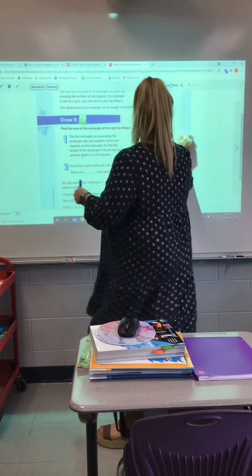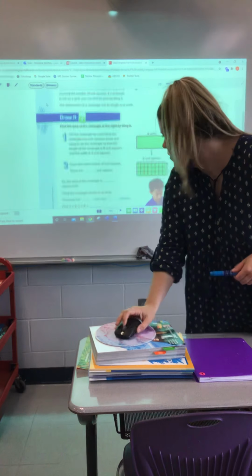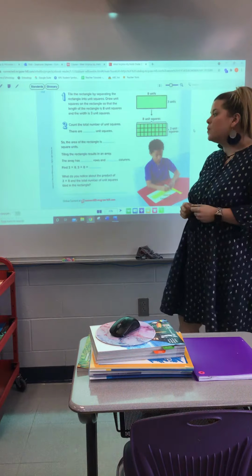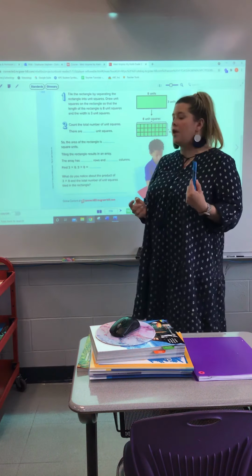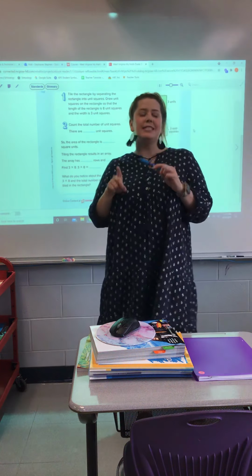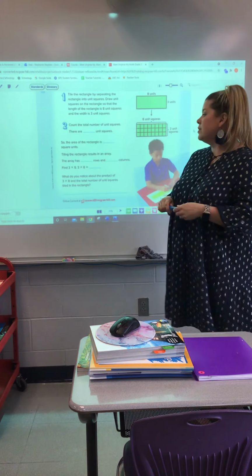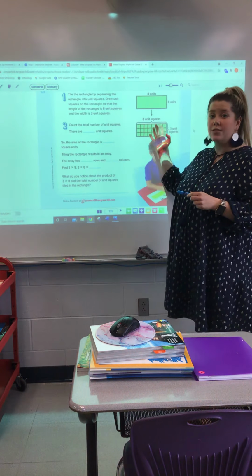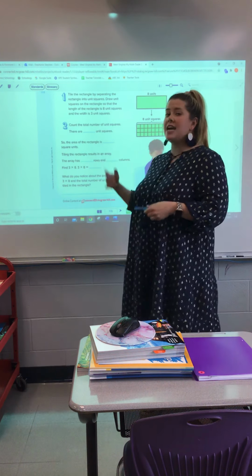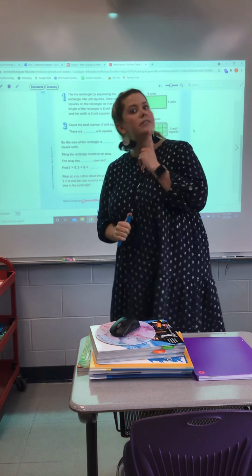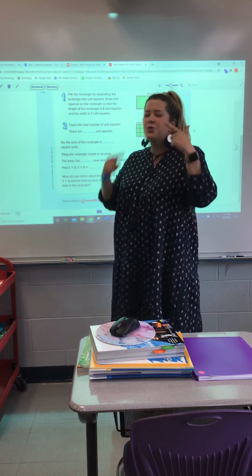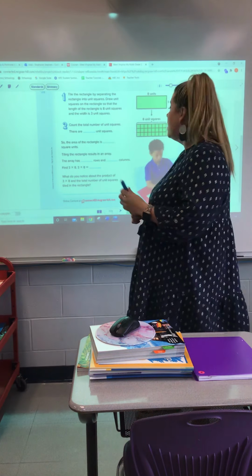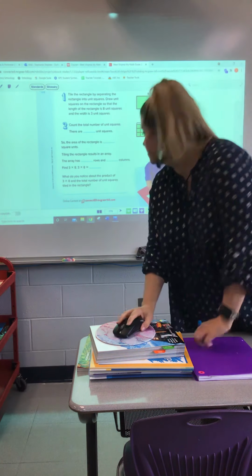So, what I'd like for you to do is take a look at this question. It says, what do you notice about the product of 3 times 8? Remember, product means answer. And the total number of unit squares tiled in the rectangle. So we had 24 squares in the rectangle. 3 times 8 equals 24. Same number, okay? So kind of tuck that in the back of your brain, and like I said, we're going to talk more about it tomorrow. Okay, go ahead and turn your page.